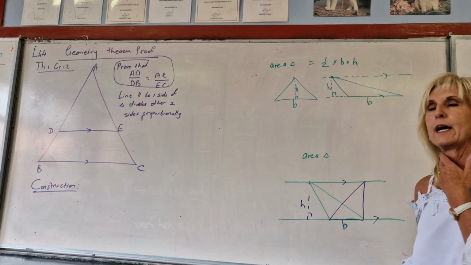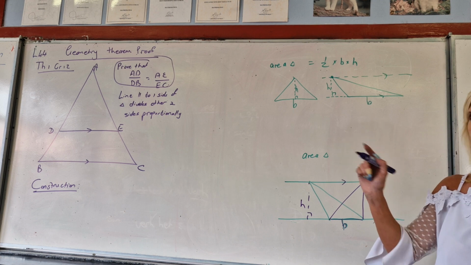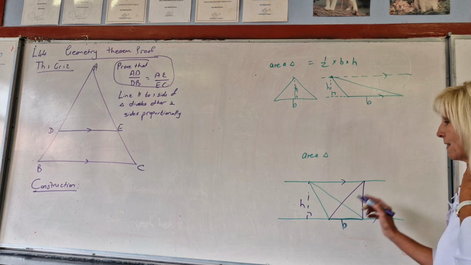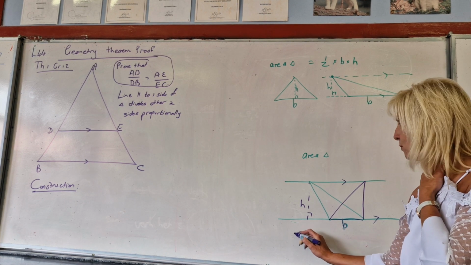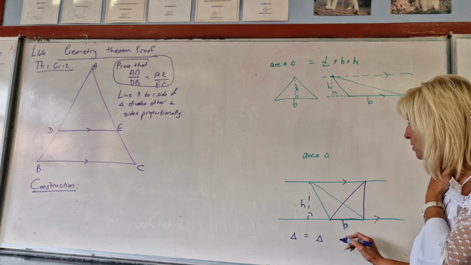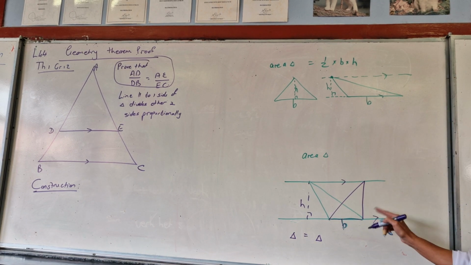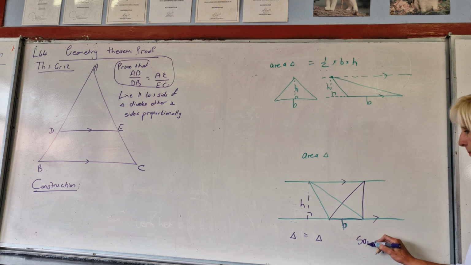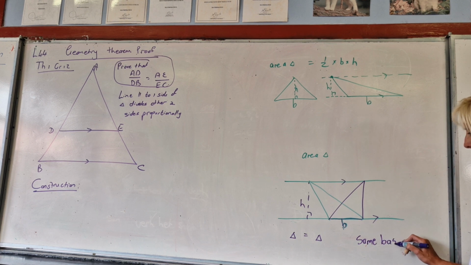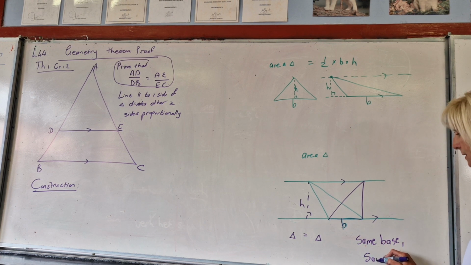So that would be my perpendicular height. The rule there is, and we're going to use it in this proof, that if you want to say that one triangle's area is equal to the other triangle's area, the reason for them being equal is they have the same base, same height.